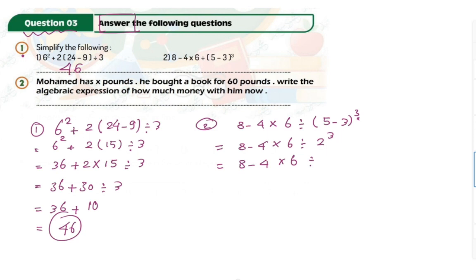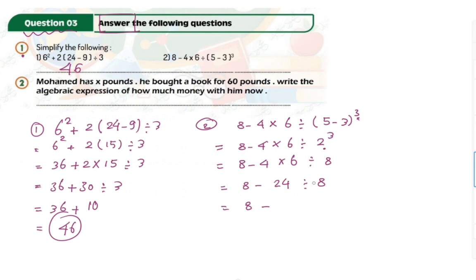So 2 to the power 3 equals what? The meaning of 2 to the power 3 is 2 by 2 by 2, 3 times. 2 by 2 equals 4, 4 by 2 equals 8. Okay, now you have minus, multiply, divide. Start with multiply from left to right. So 8 minus 4 by 6 equals 24 divided by 8. Now start with minus or division? Of course, division.